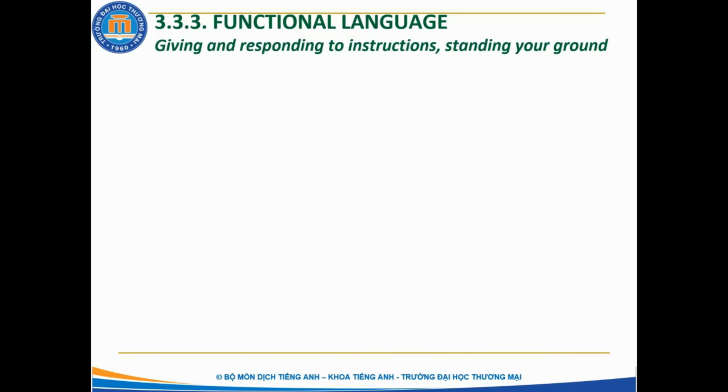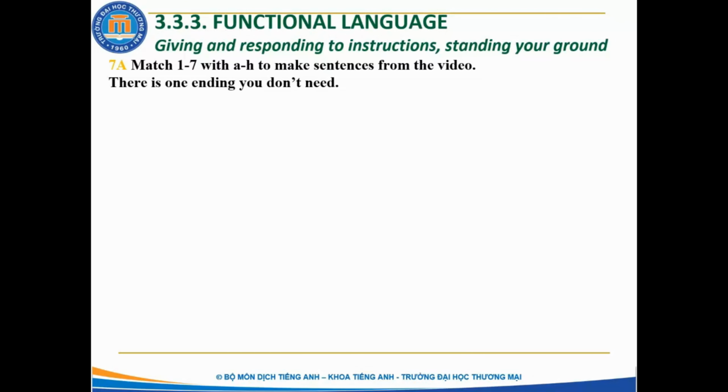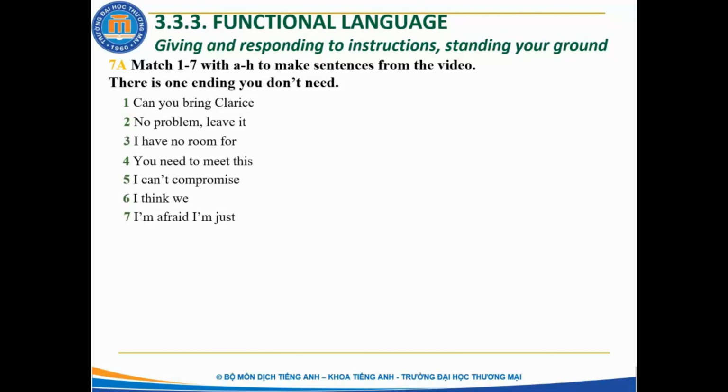Let's move on to the functional language. This exercise highlights expressions from the video that we use to give and respond to instructions and to stand our ground. What you have to do now is to match number 1 to number 7 with A to H to make sentences. There's one ending you don't need. Let's have a look through number 1 to number 7. Is there a new word for you?